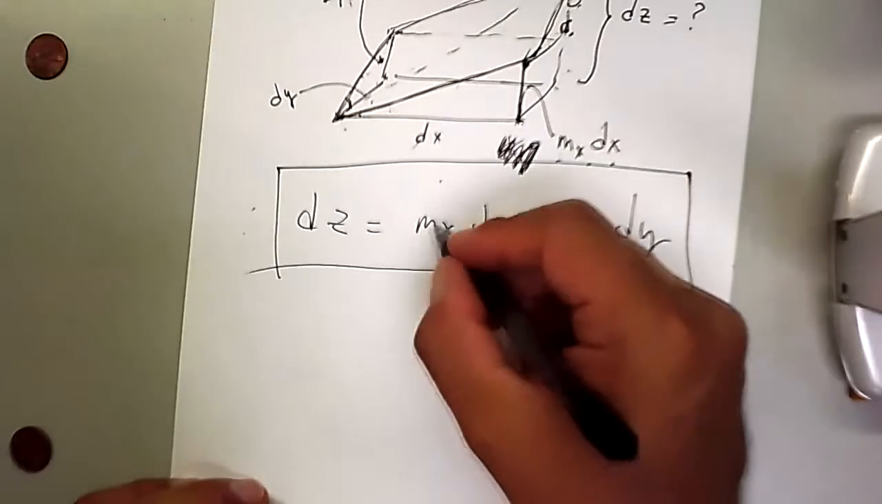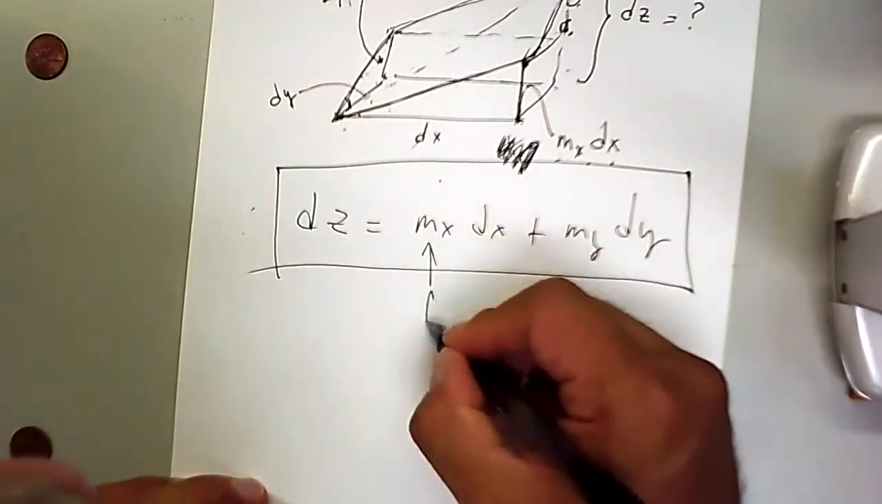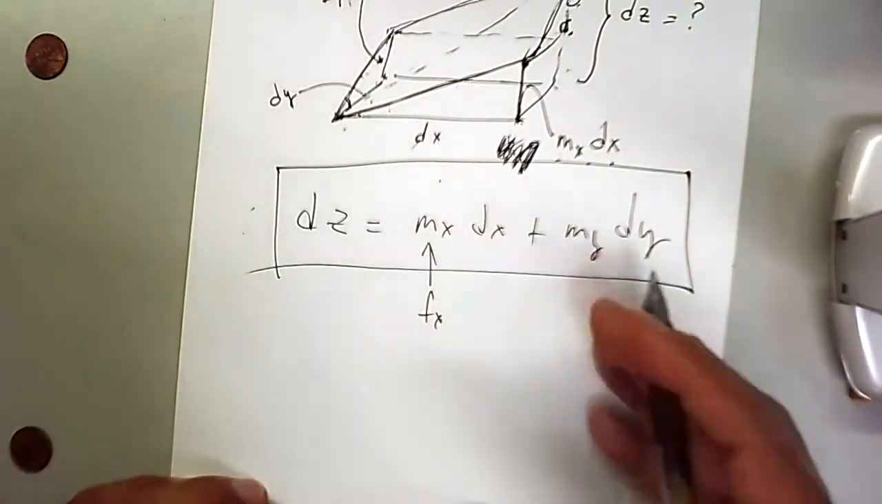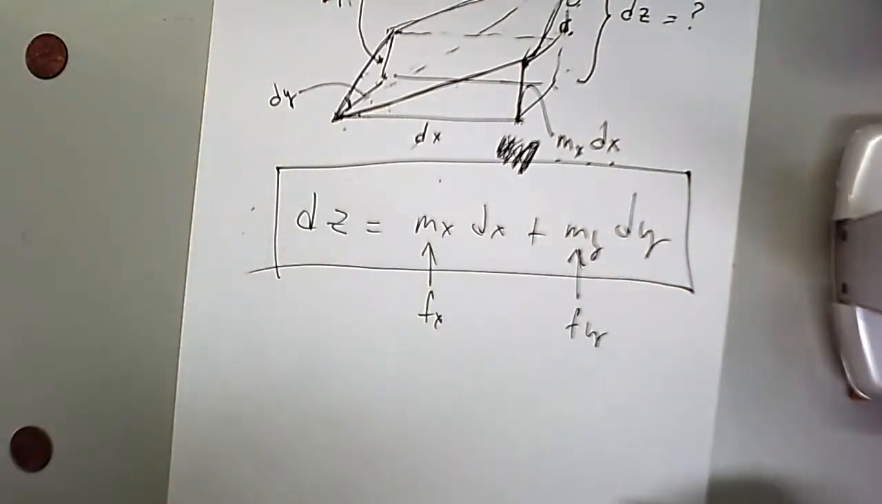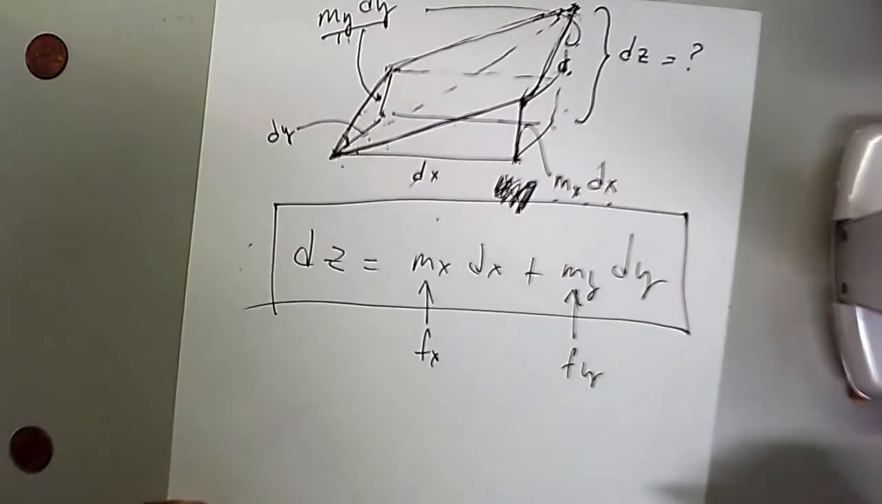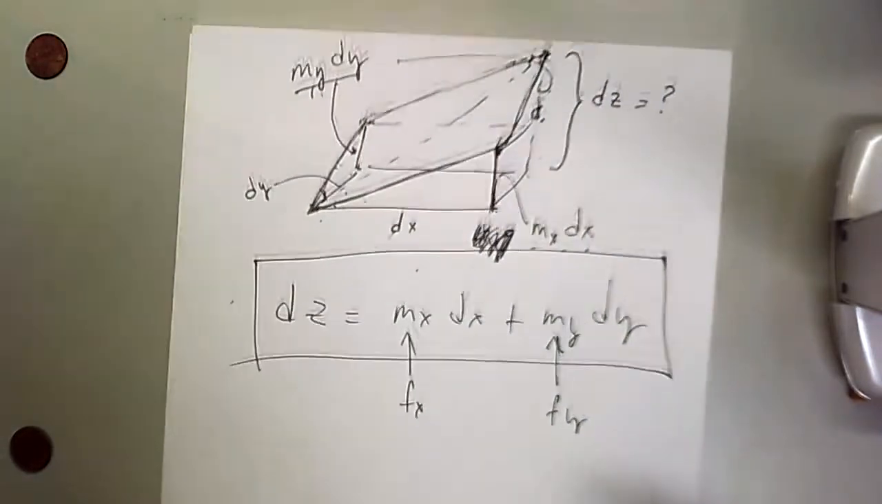Most people label that as f sub x, because we're really talking about a surface, and that as f sub y. And that is correct also. That's absolutely correct. Let's do an example.